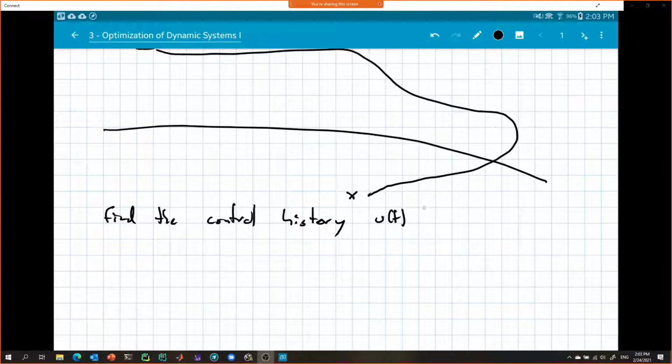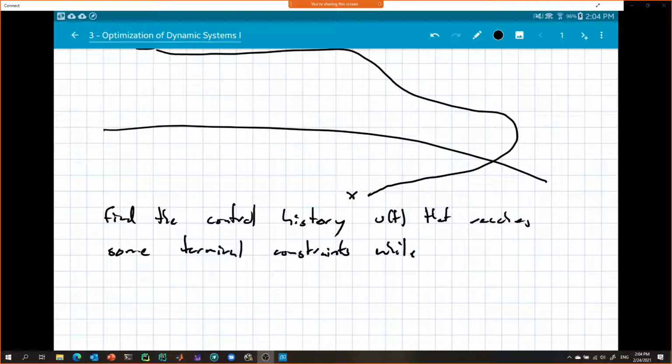So this is continuous, that reaches some terminal constraints while minimizing some scalar cost.